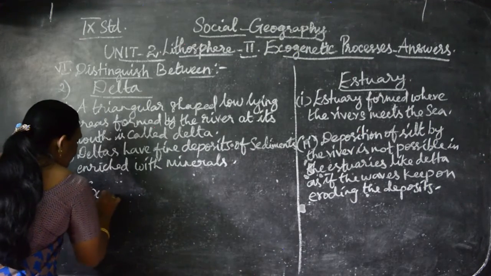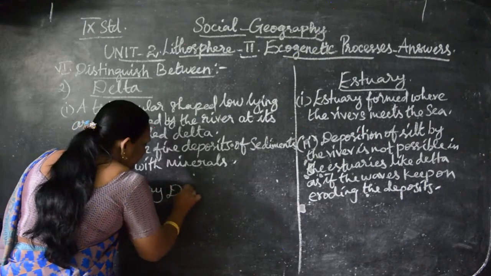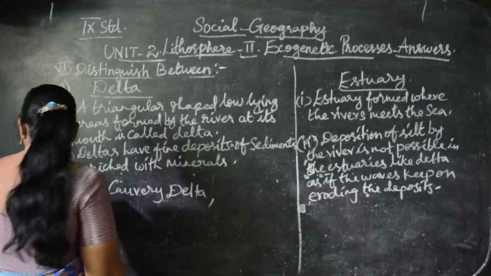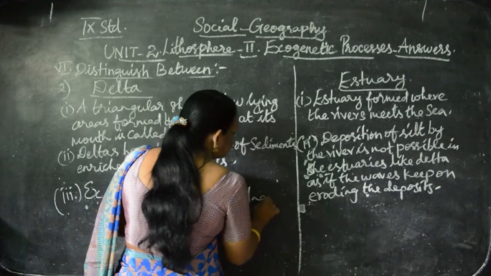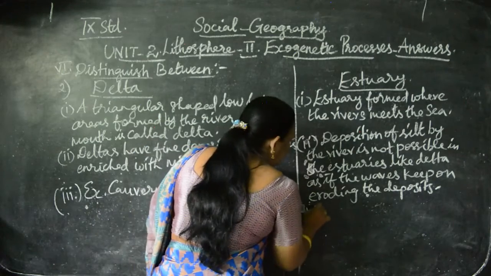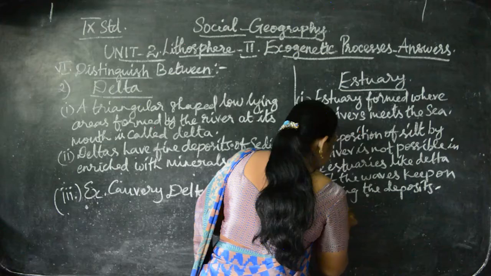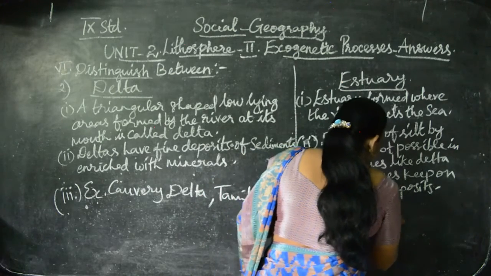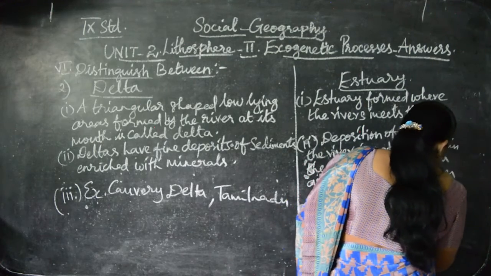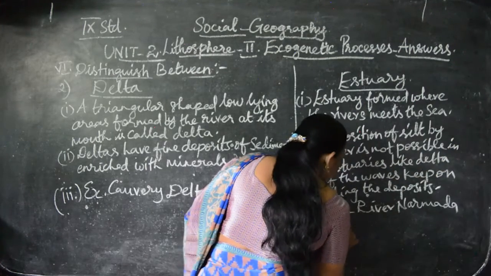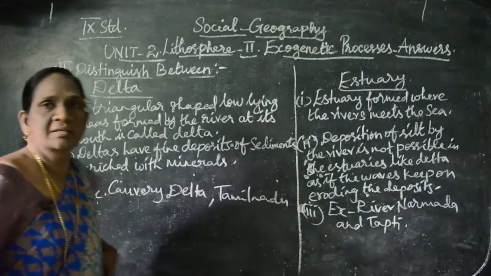And the third point, this is the last point, example: Kaveri Delta, Tamil Nadu. And for estuary, the third point, example: river Narmada and Tapti. So this is the second one.